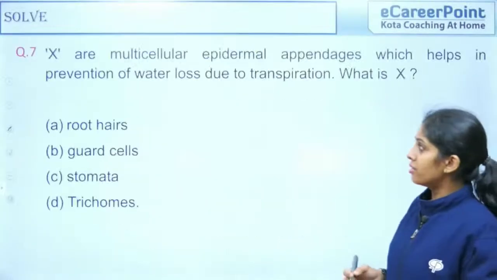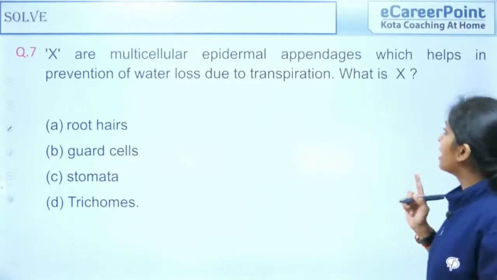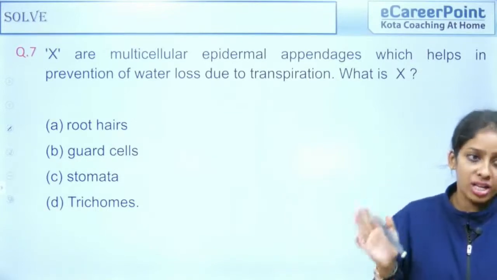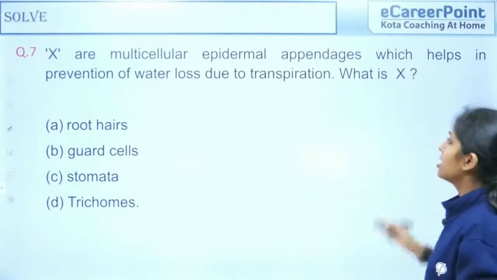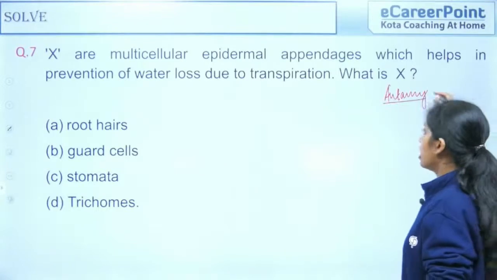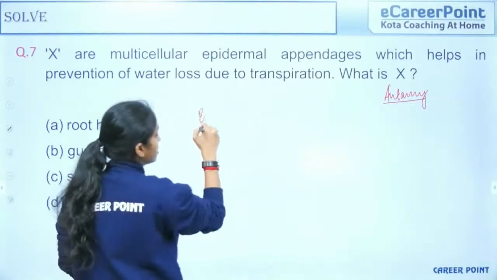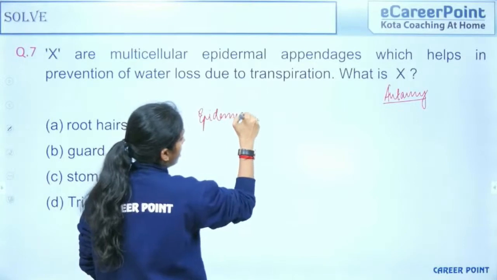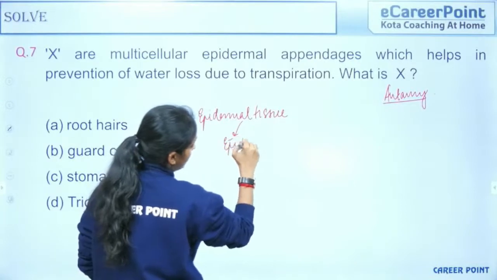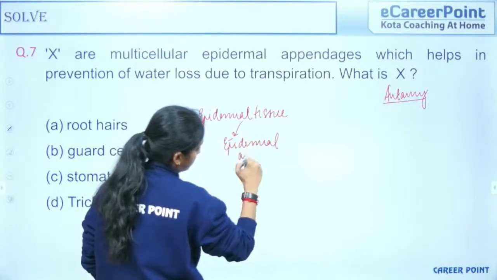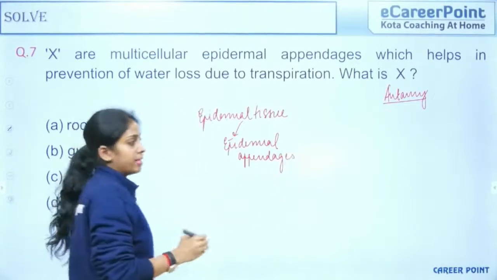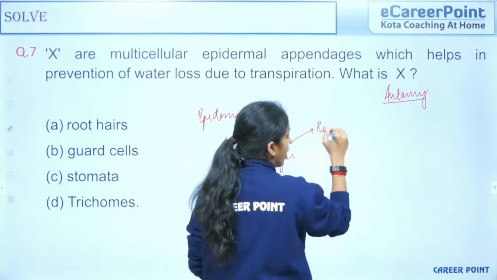So question 7. X are multicellular epidermal appendages which help in the prevention of water loss during transpiration. What is X? So this comes from the chapter Anatomy of Flowering Plants. When you talk about the epidermal tissue system, it has what are called epidermal appendages. There are 2 types of epidermal appendages: one is root hairs, the other one is trichomes.